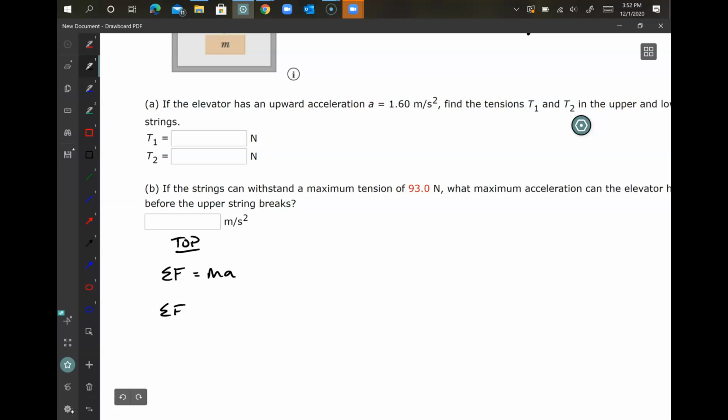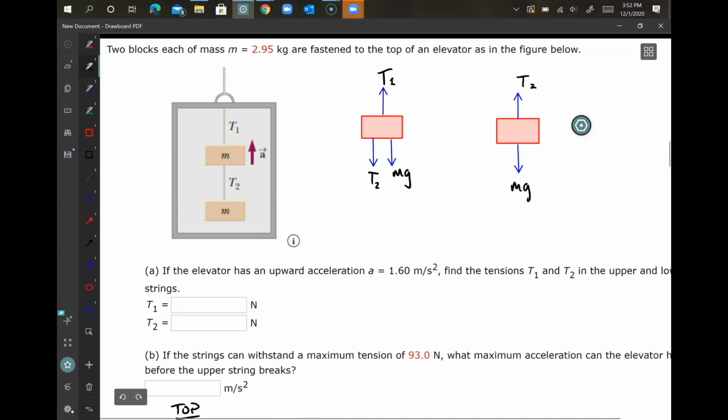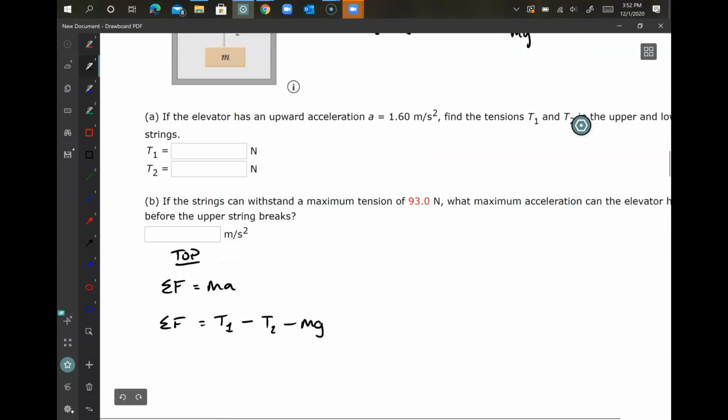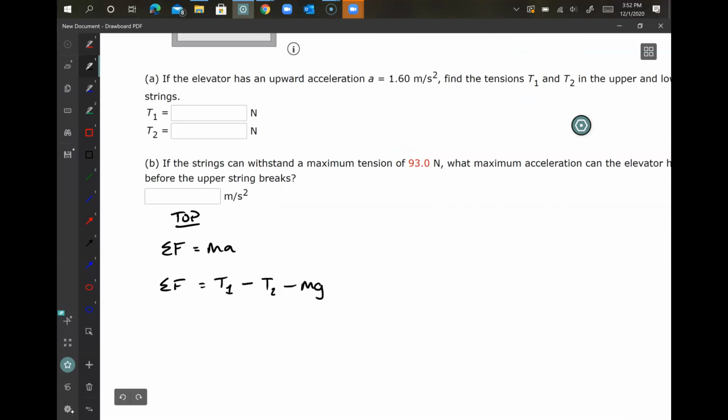Next step, list all the forces, starting with anything that is positive. Well, T1 was positive, then anything negative, so we've got minus T2 and we've got minus mg. Both of the forces acting downwards get their own separate term in the equation. Put those together, we get ma equals T1 minus T2 minus mg. And there is our first equation.